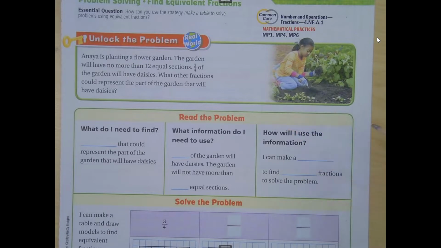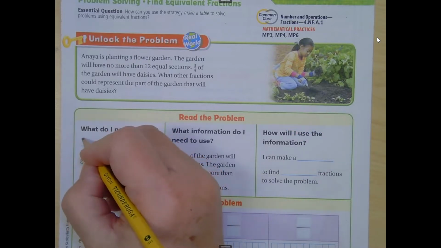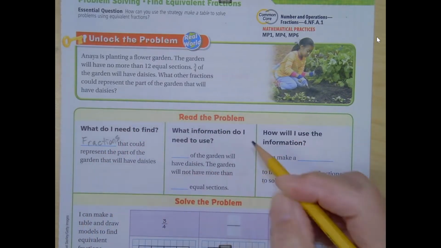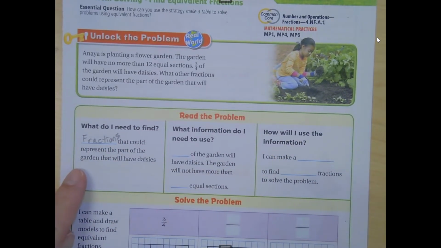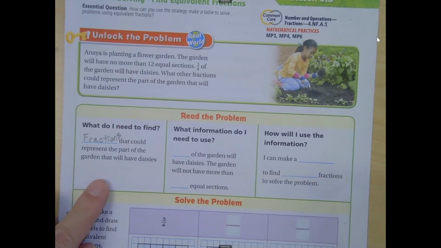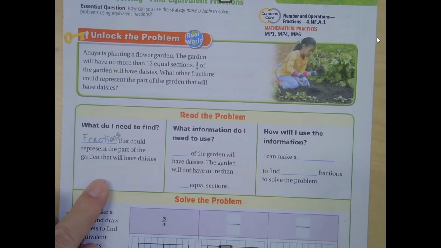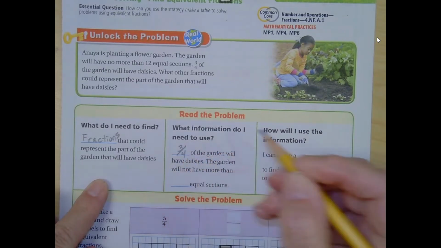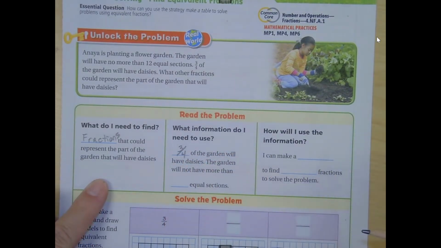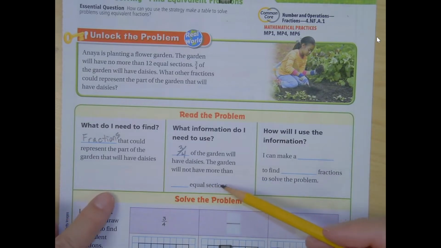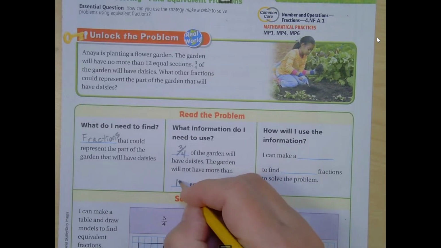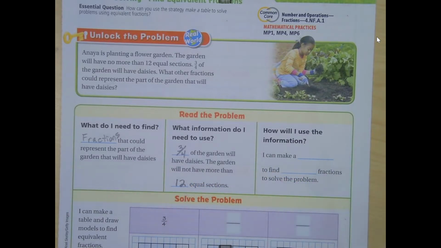Okay, so what do I need to find? I need to find fractions that could represent the part of the garden that will have daisies. What information do I need to use? Well, we know that 3/4 of the garden will have daisies. The garden will not have more than 12 equal sections. So how will I use the information?